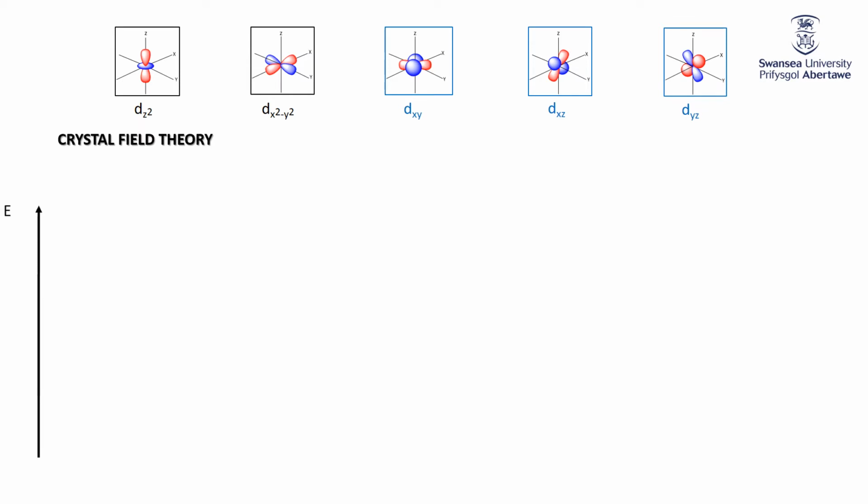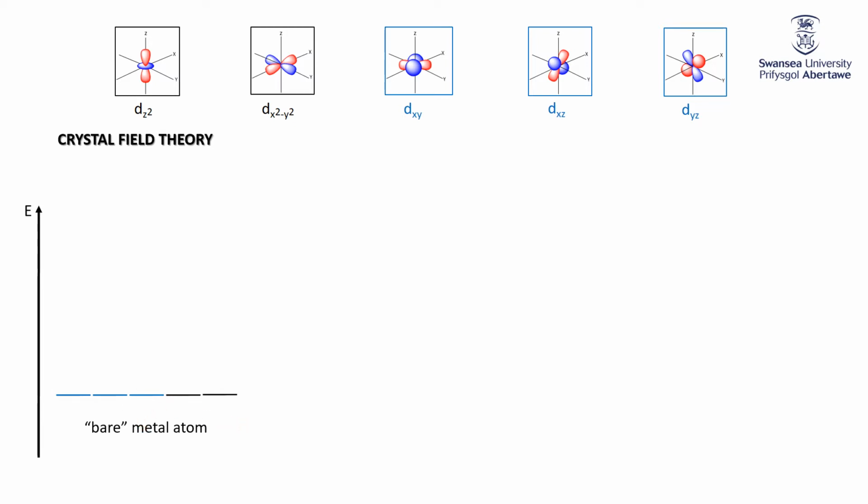Okay, now let's start from scratch. Here are our orbitals in a bare metal atom. The metal atom has the 5 degenerate d orbitals. Here's an energy level diagram I'm drawing. So they all have the same energy.